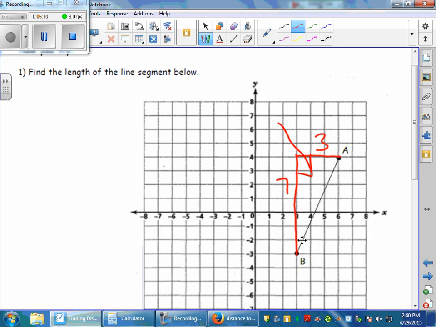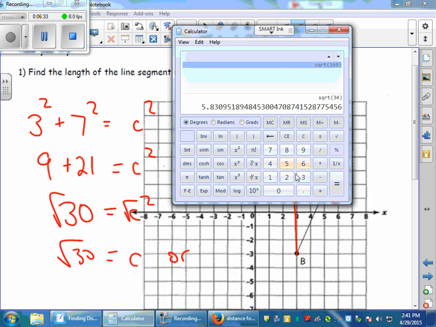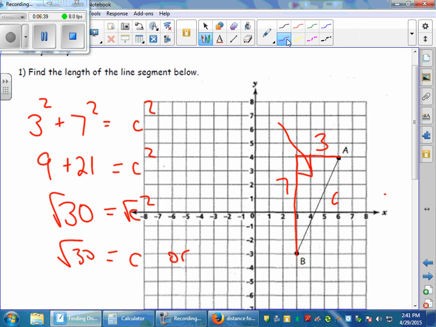That this is our C. So 3 squared plus 7 squared is equal to C squared. 9 plus 21 is equal to C squared. 9 plus 21 is 30, equal to C squared. Take the square root of both sides, and I get either the square root of 30, or, let's round it to the nearest tenth, 5.5. Make sure you said 5.5 instead of 5.4.